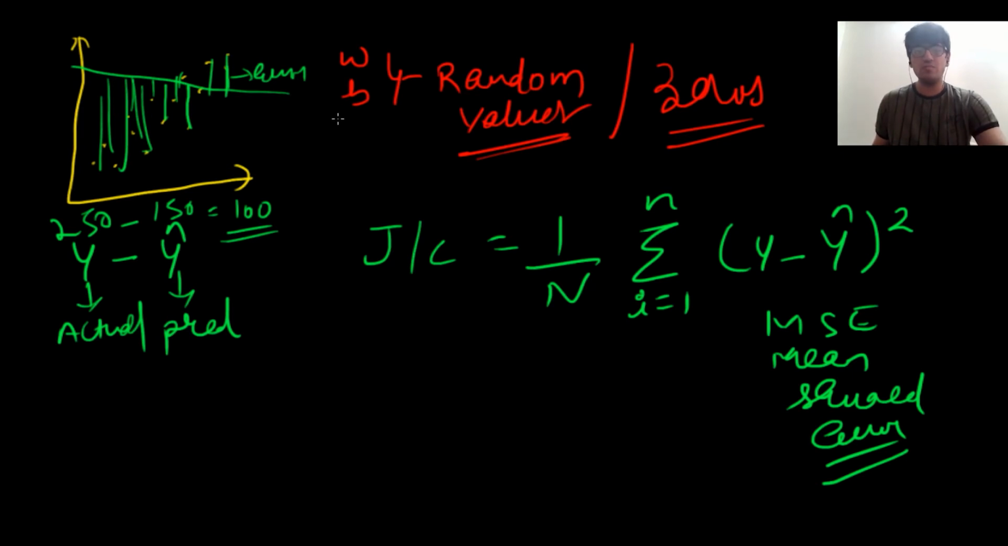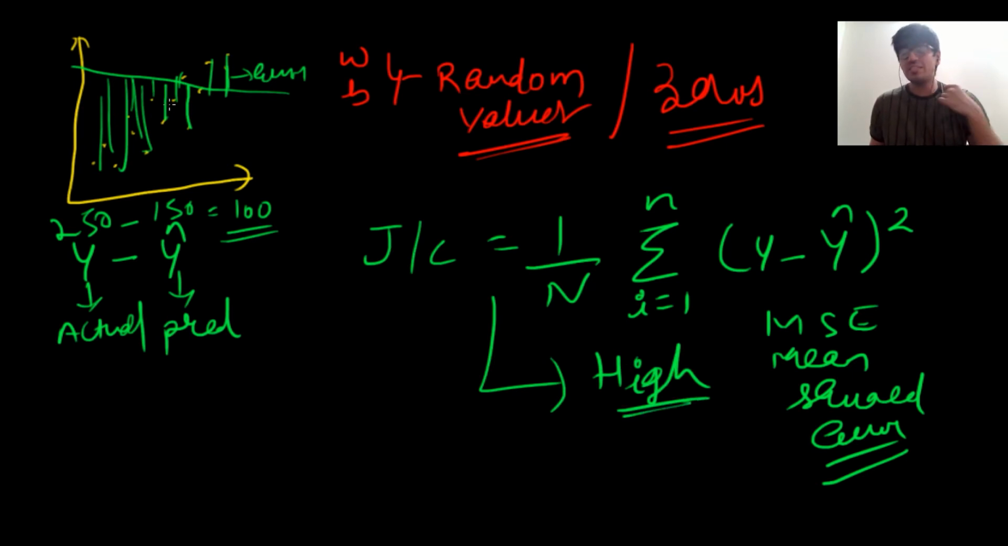Now it is quite obvious that when we calculate the error for these data points, the error will be very high. Correct? Of course, we'll use this formula, but just by looking at this line, we can say that the error will be pretty high. Now, how can we reduce this error? That's where gradient descent comes in.